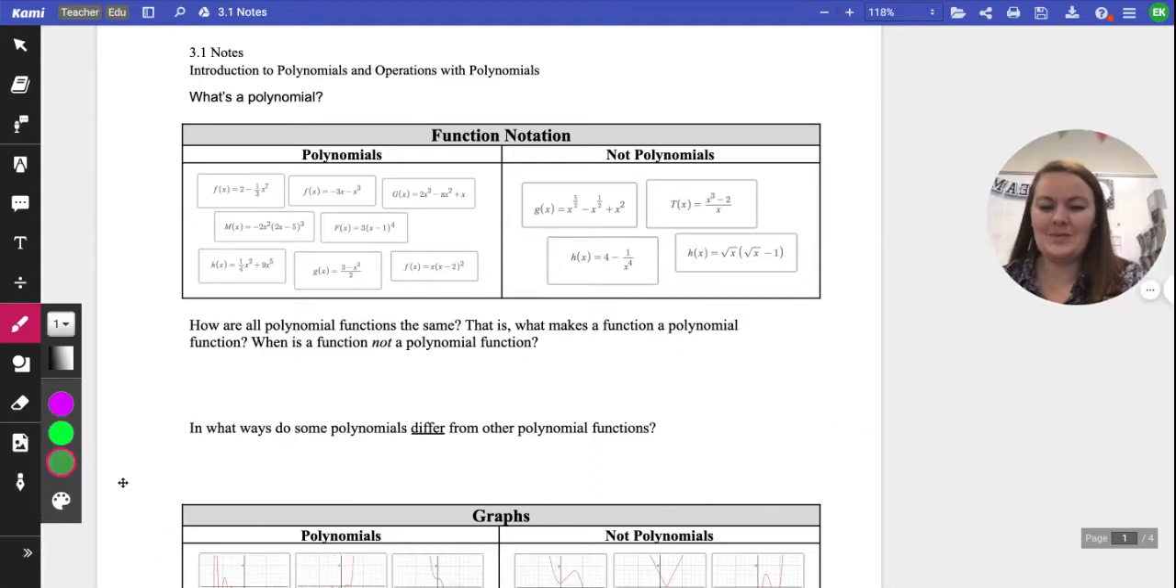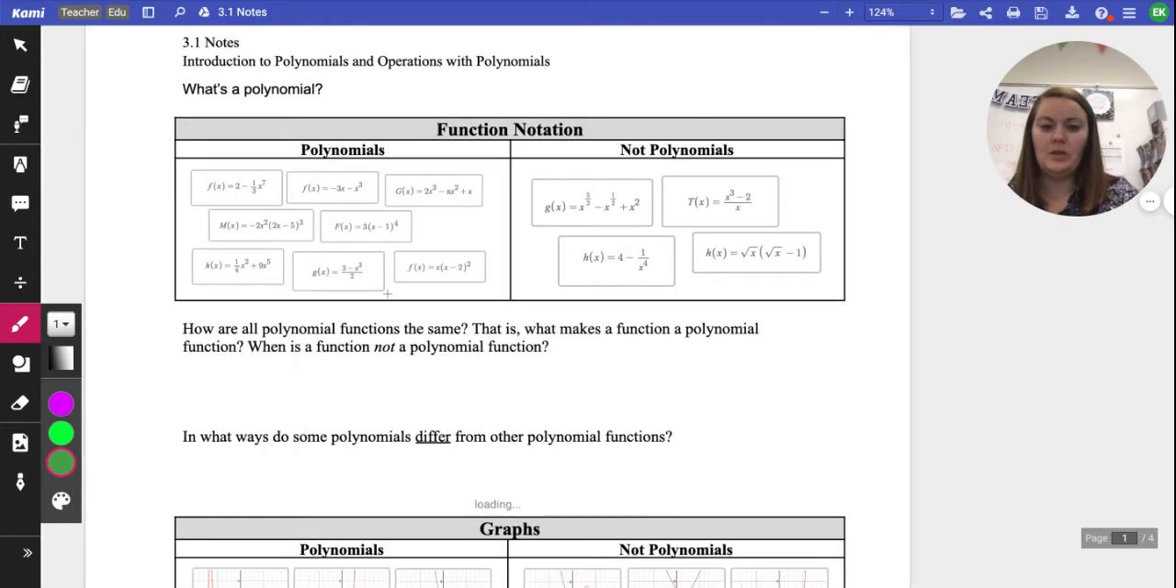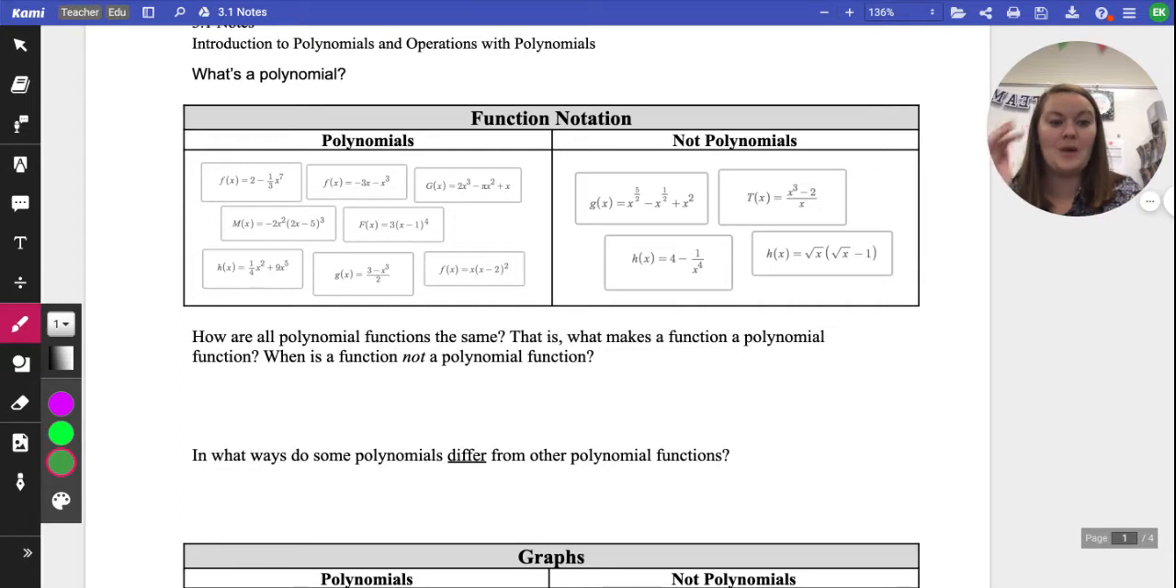Hi friends, we're going to be talking about the 3.1 lesson, Introduction to Polynomials and Operations with Polynomials. So we're just going to try to figure out what a polynomial is. You've seen a lot of them before. We'll try to figure out some patterns.